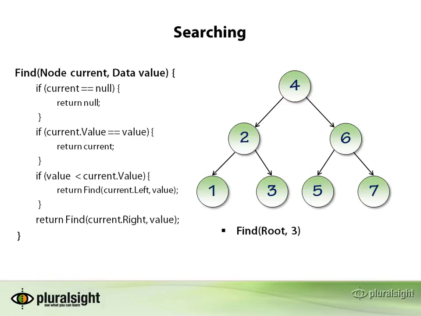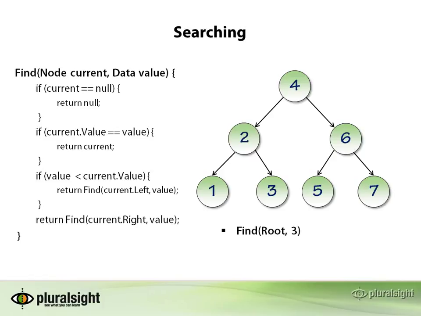So, that node is not null, so we skip that. 4 is not equal to 3, so we skip that. But the provided value 3 is less than the current value 4. So what we're going to do is now recursively call find, this time passing in the left child of 4, the 2 node. So now we start this process over again.